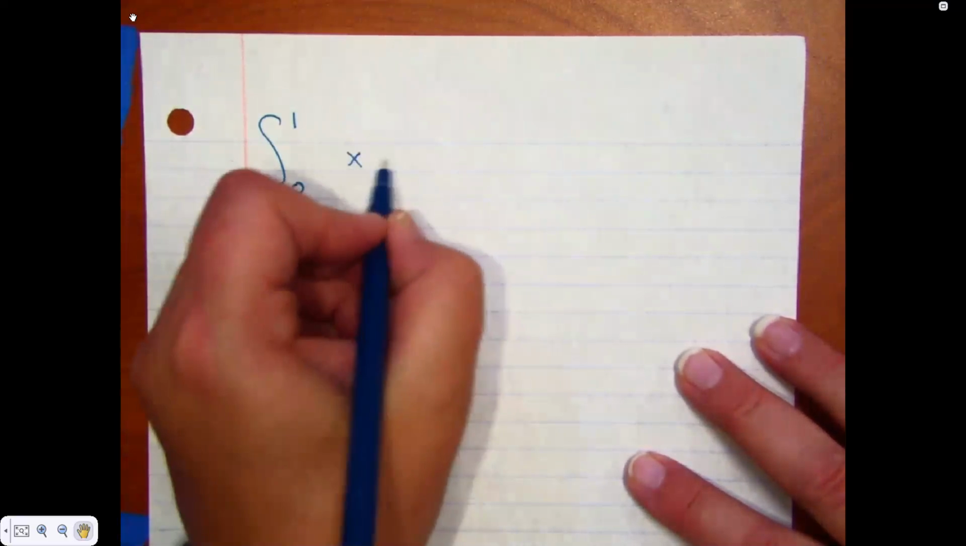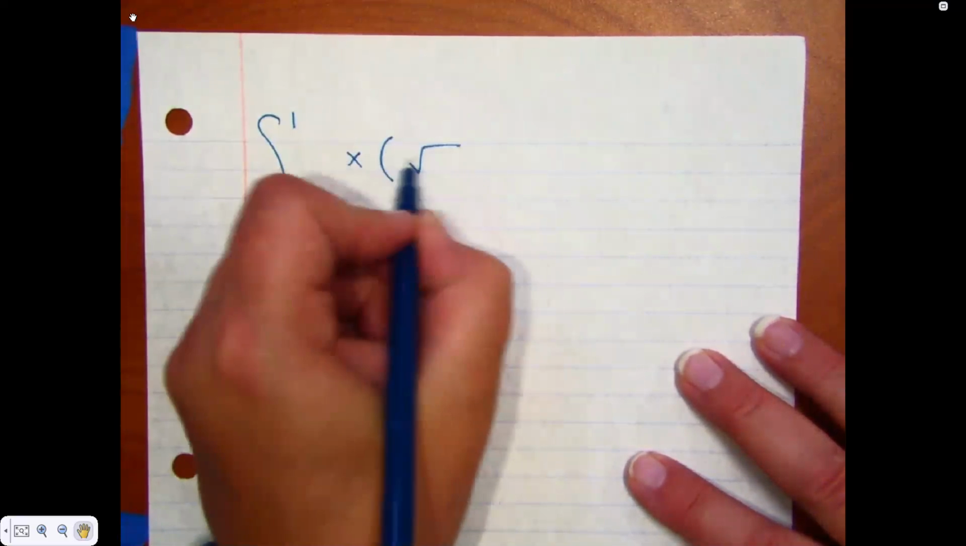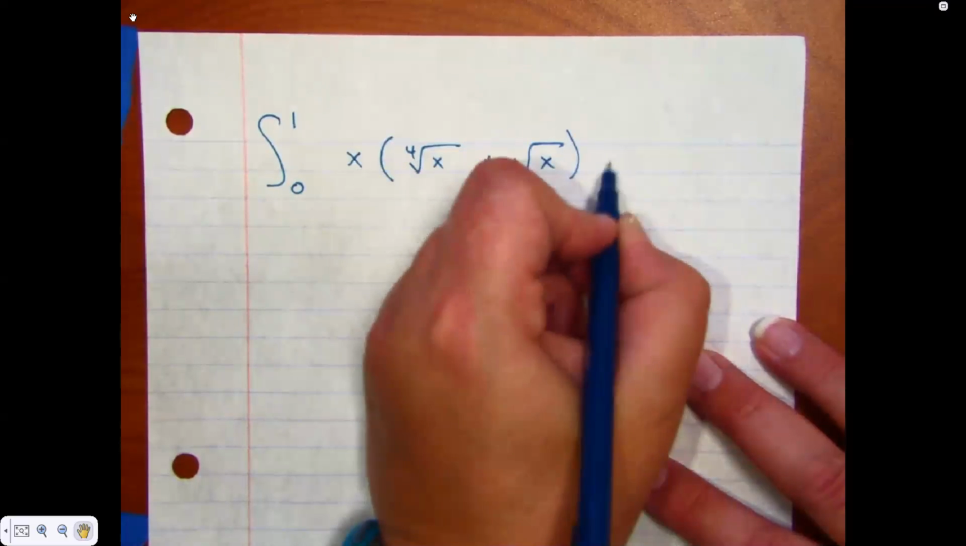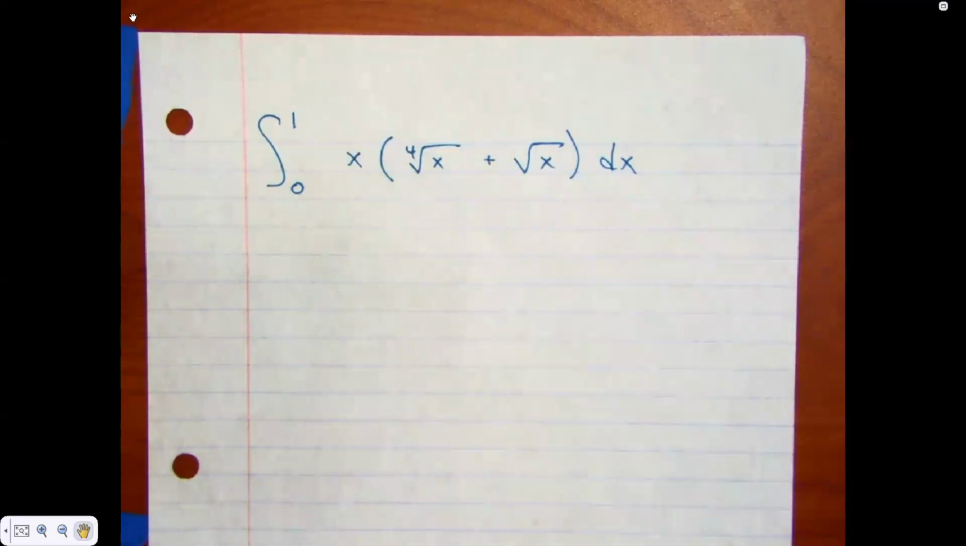Yeah, let's look at this. Integral from 0 to 1, so not a very big width, total even. X, and then parentheses, the 4th root of x plus the square root of x, dx. So x times the 4th root of x plus the square root of x, and then you've got your width of dx.